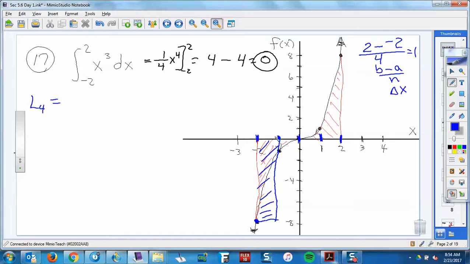Next one. So we go to the next subinterval. We go to the left edge because we're doing left rectangles. And we're going to go to the curve and then across. And there's going to be our second left rectangle.